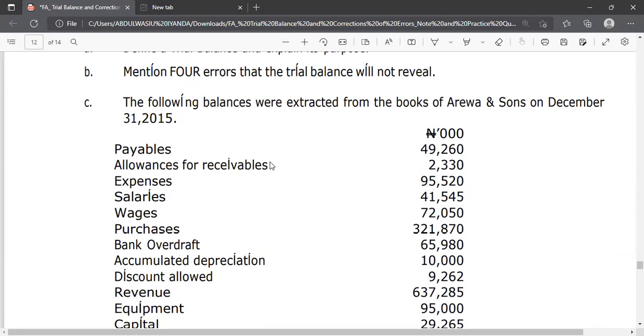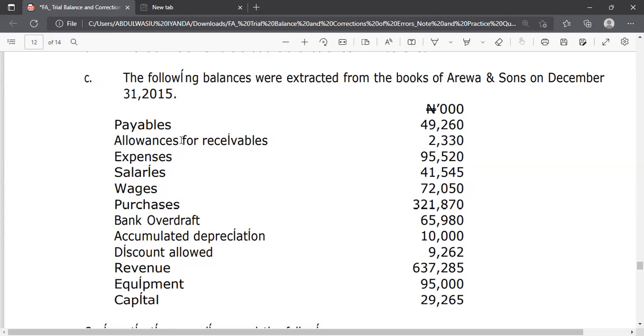And the way you are going to do it here is that you are going to first prepare the trial balance. You are going to ask yourself, payables, is it going to be on the debit side of the trial balance or on the credit side? Allowance for receivables, where is it going to be? Expenses, salary, wages, purchases, overdraft, depreciation, discount allowed, revenue, your equipment, your capital. Where is it going to be?